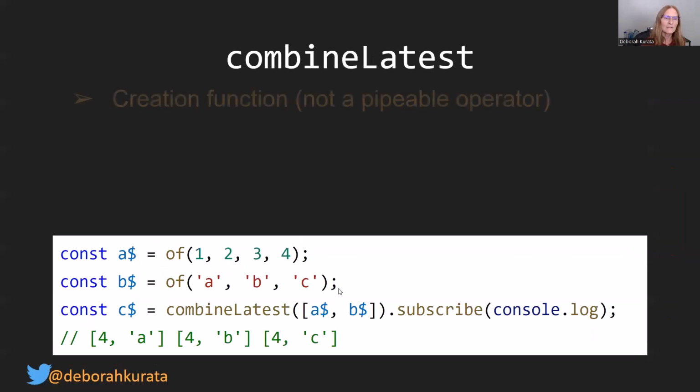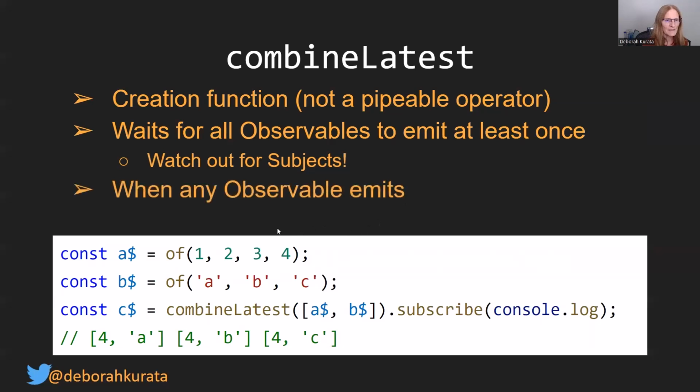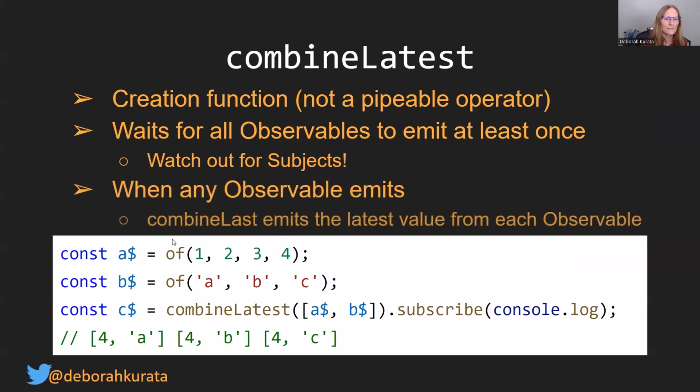Combine latest, it's exactly the same example. Combine latest is also a creation function, not a pipeable operator. It waits for all observables to emit at least once. So it doesn't wait for them to complete, just to emit at least once. But you need to watch out for subjects in this case because subjects don't immediately emit. Okay, so what's going to happen in this case when any observable emits? Combine latest will emit the latest value from each observable. Okay, so it's going to wait for each to emit at least once.